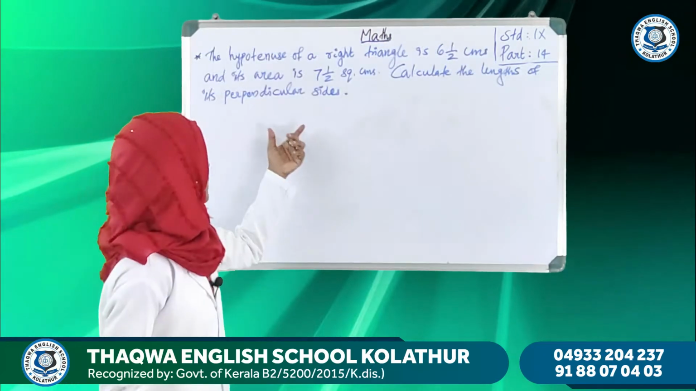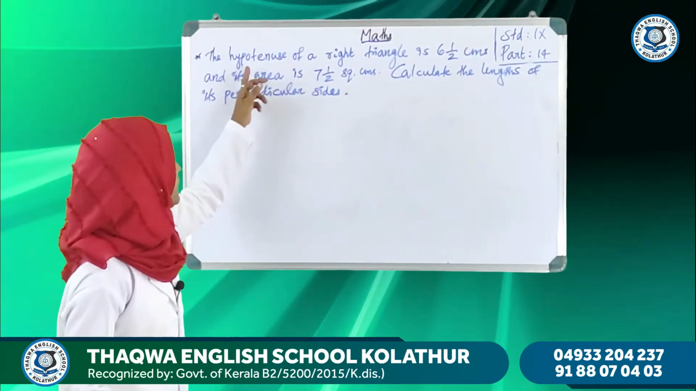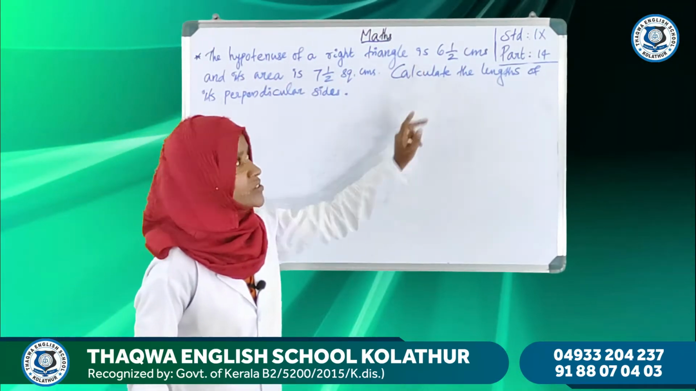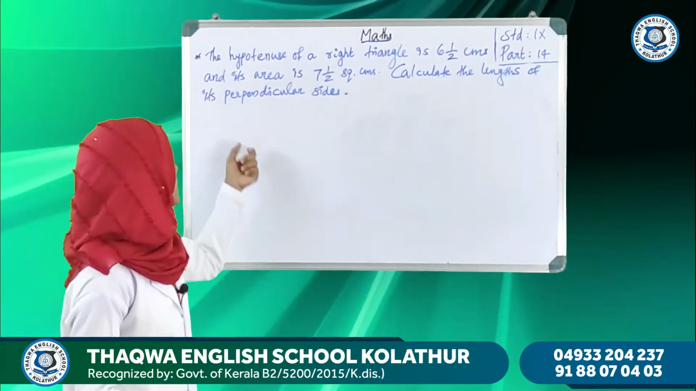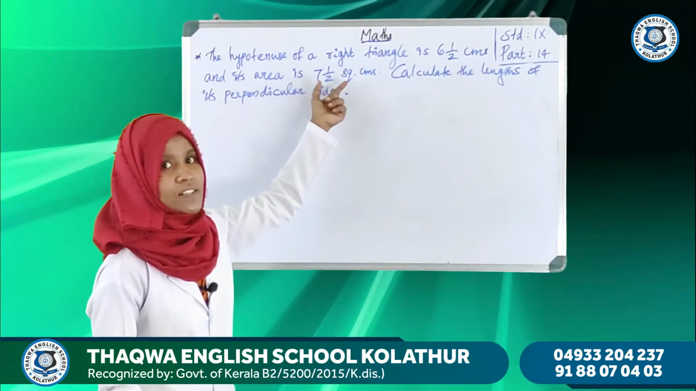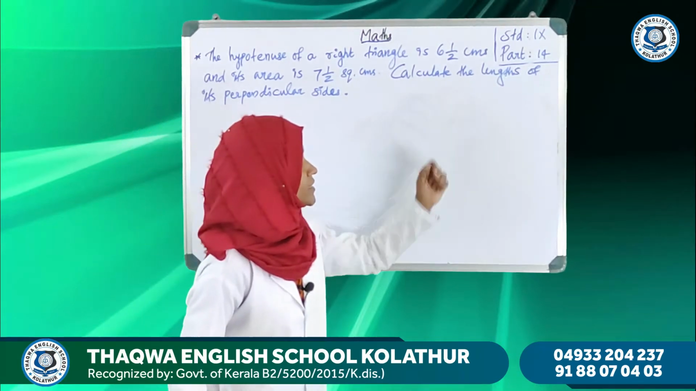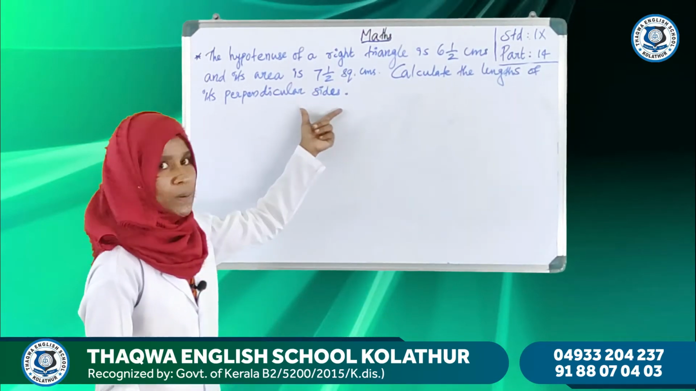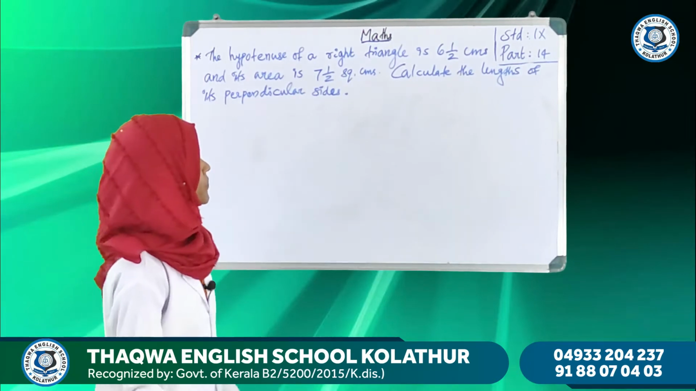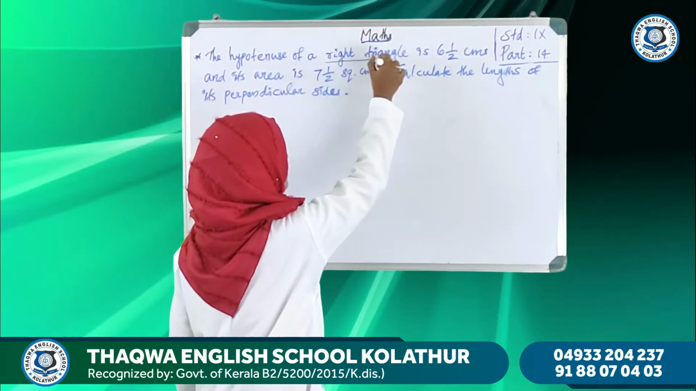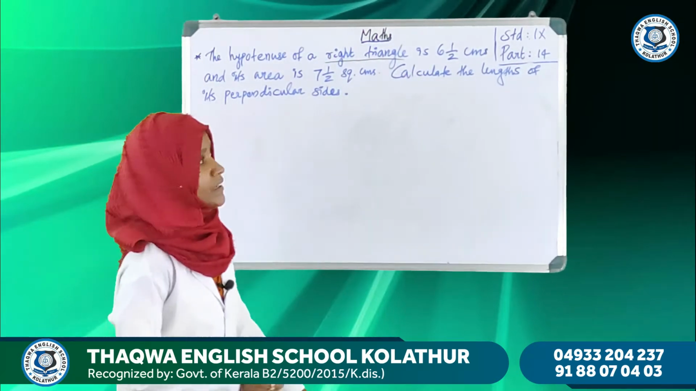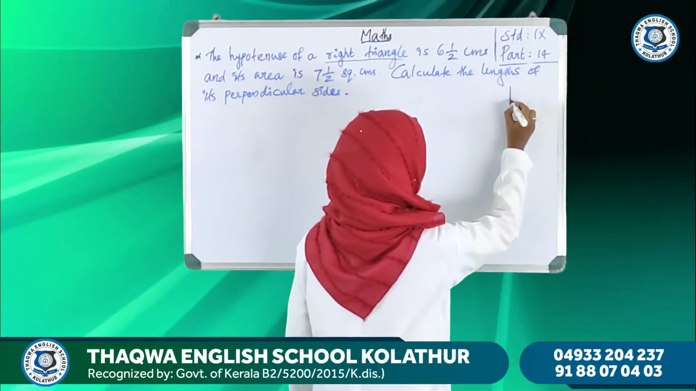Okay. Next question. The hypotenuse of a right triangle is 6 1/2 centimeters and its area is 7 1/2 square centimeters. Calculate the lengths of its perpendicular sides. The triangle is a right angled triangle. Now just a note.